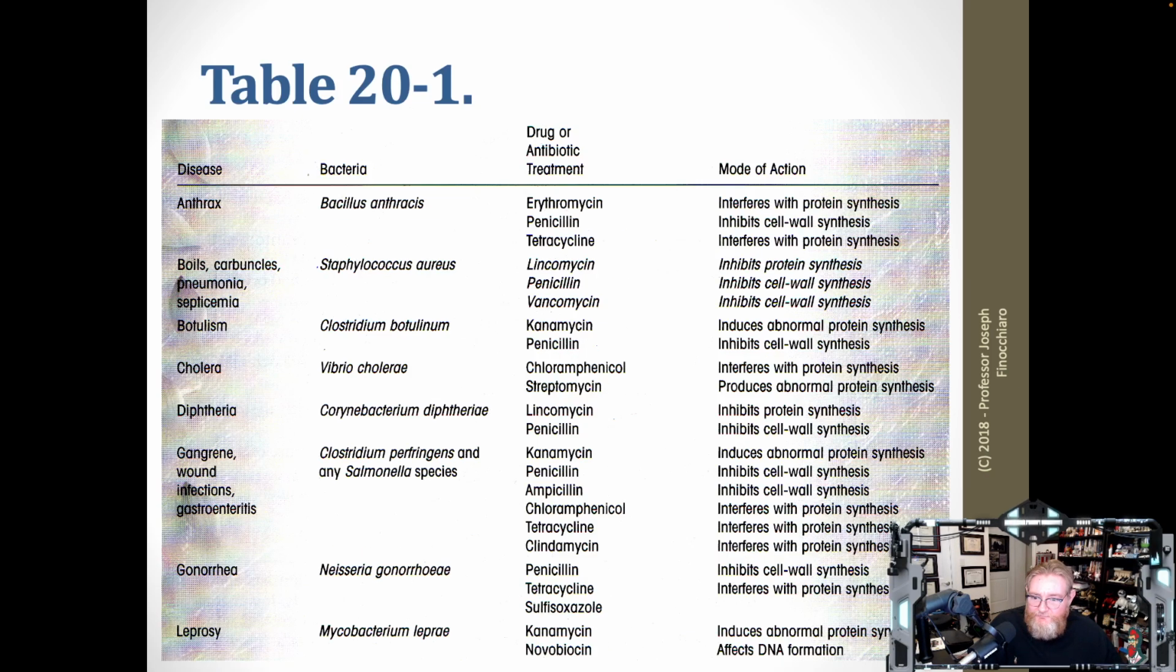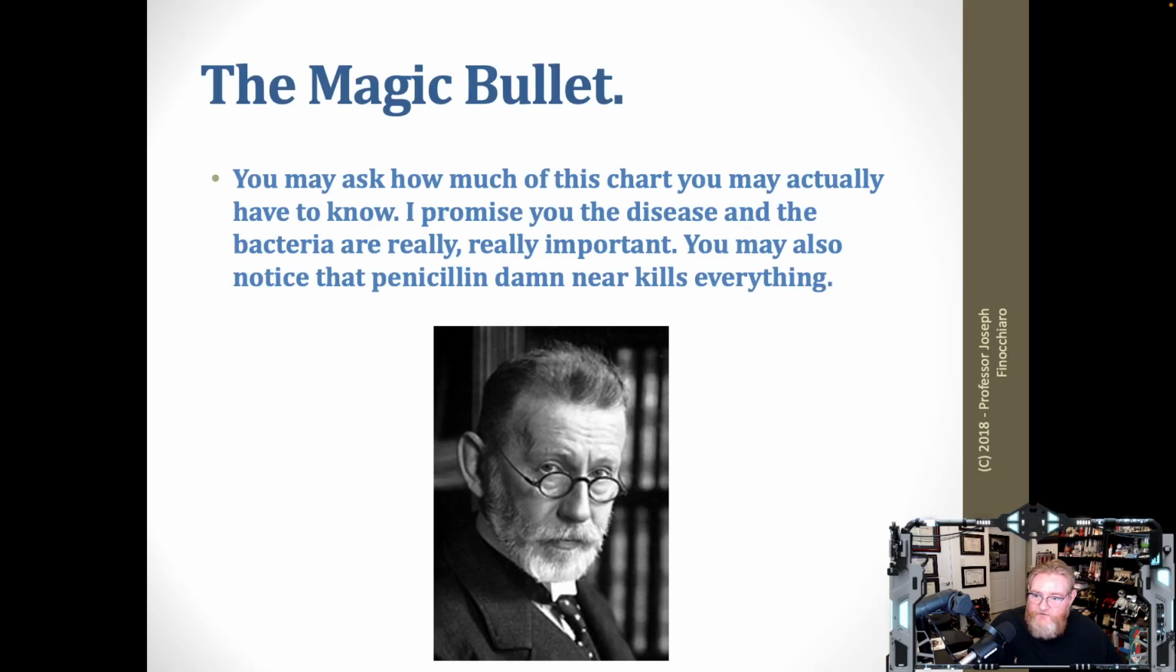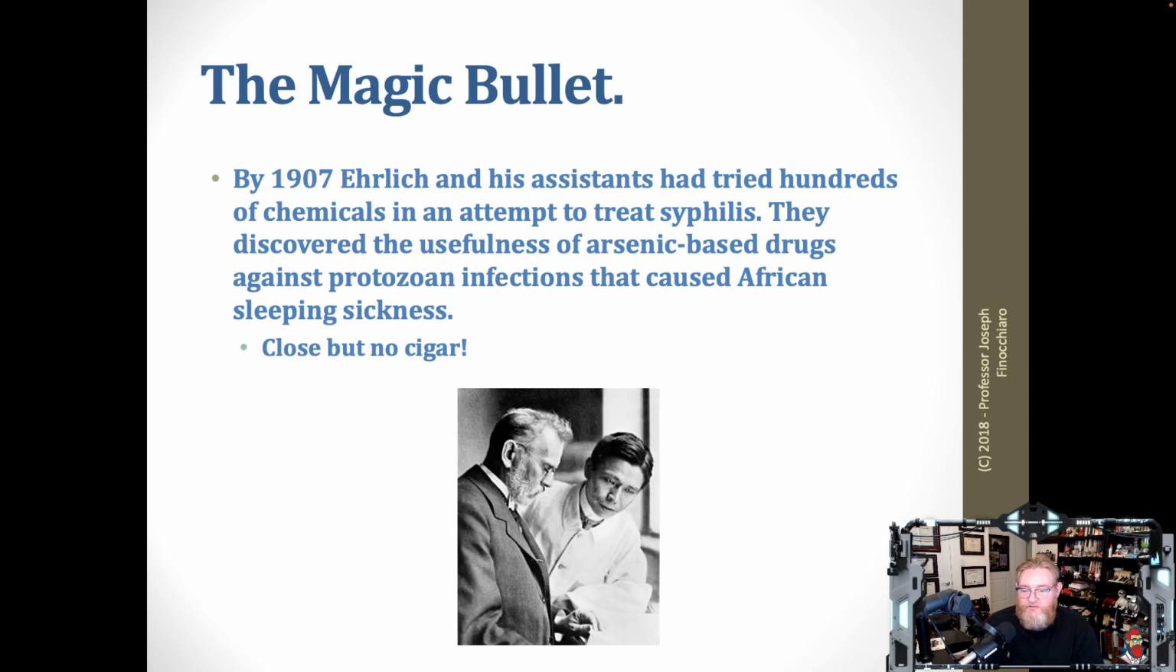And here's a hint. Penicillin, tetracycline, that kills damn near anything, okay? What you're focusing on are the ones that stand out as the only thing that may affect a certain type of disease. Those are the ones that get special attention. You may ask how much of this chart you may actually have to know. I promise you, the disease and the bacteria are really, really important. You may also know that penicillin is basically the Ubermensch of killing most things. Closest thing to a magic bullet that we have.